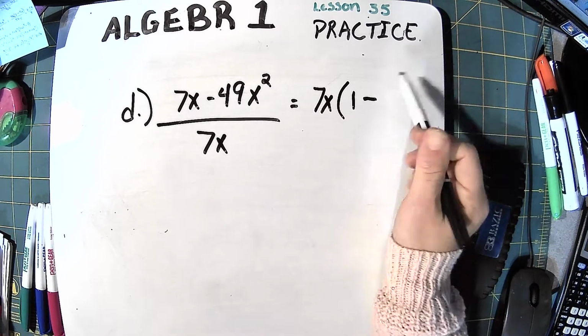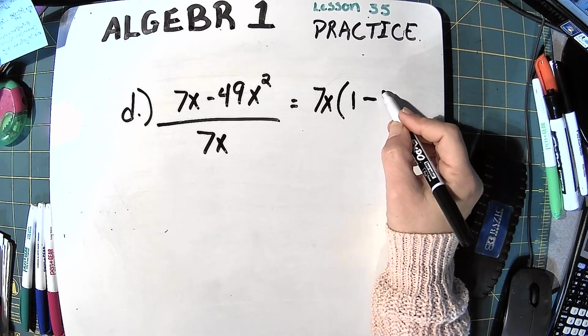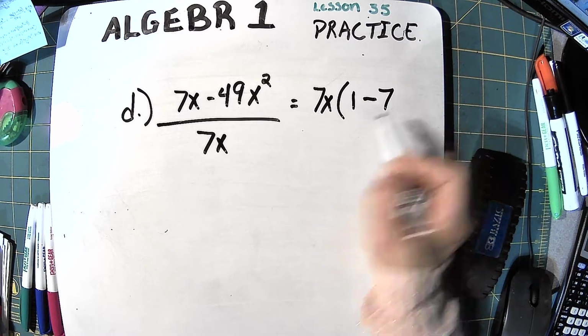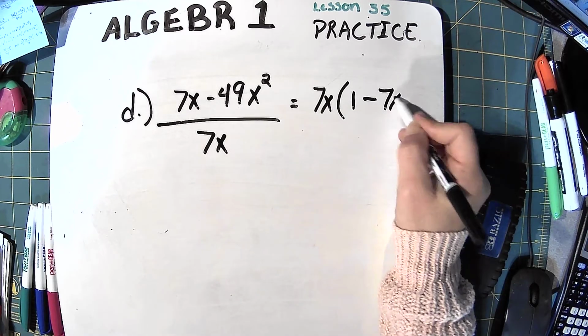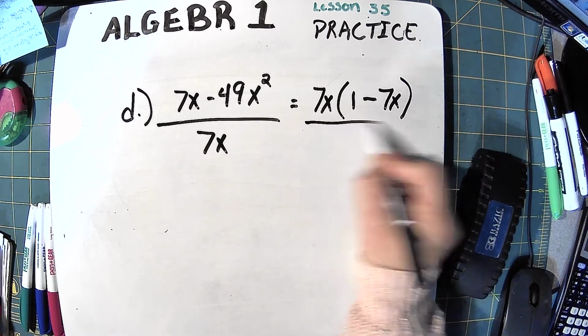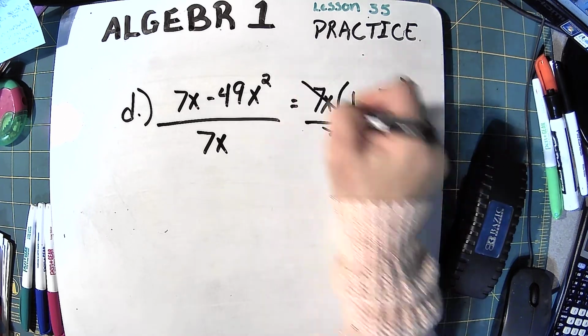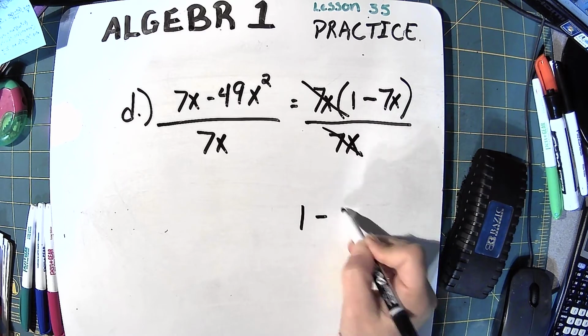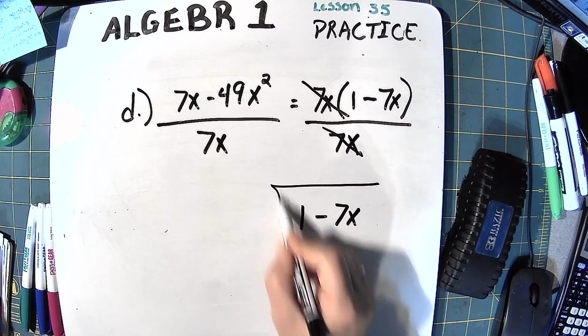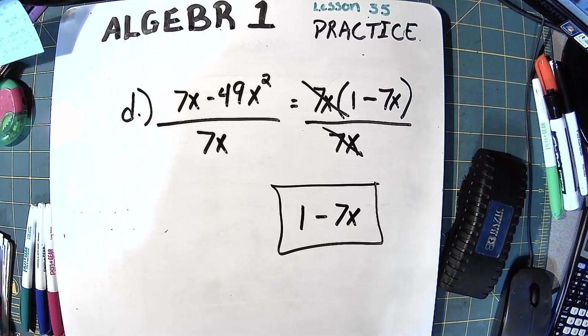7 goes into 7. 7 times 7 is 49, so 7 times, and then we got another x left, and that all goes over 7x. Now I can cancel here, and my answer is 1 minus 7x. So that's the answer to D.